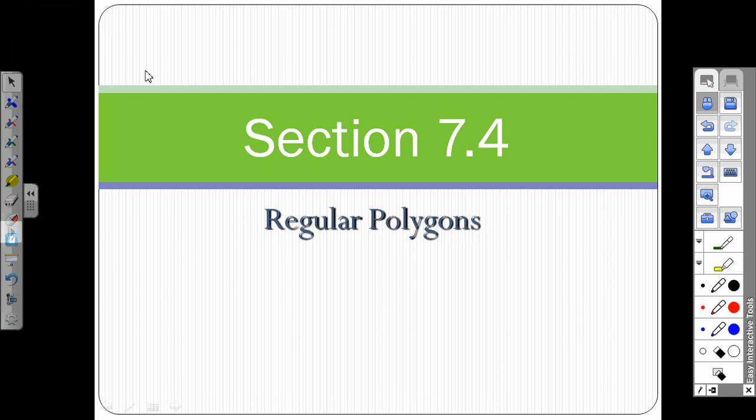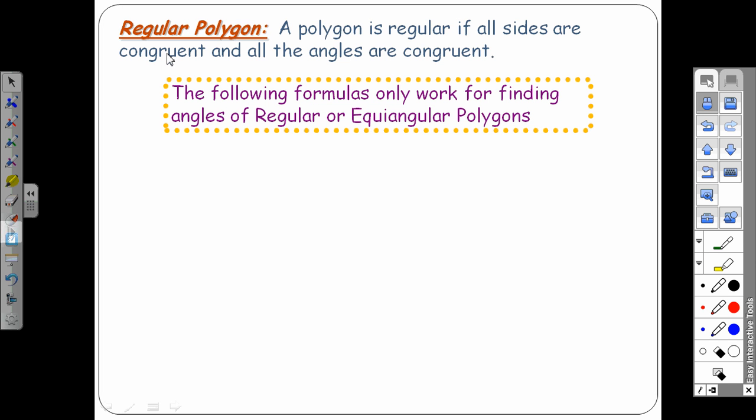All right, last section of chapter 7, which is all about regular polygons. So what does it mean for a polygon to be regular? Well, that is just when all the sides and all the angles are congruent to each other. Okay, so we can think of our equilateral triangle or equiangular triangle as being regular because it has all the angles and all the sides being congruent.